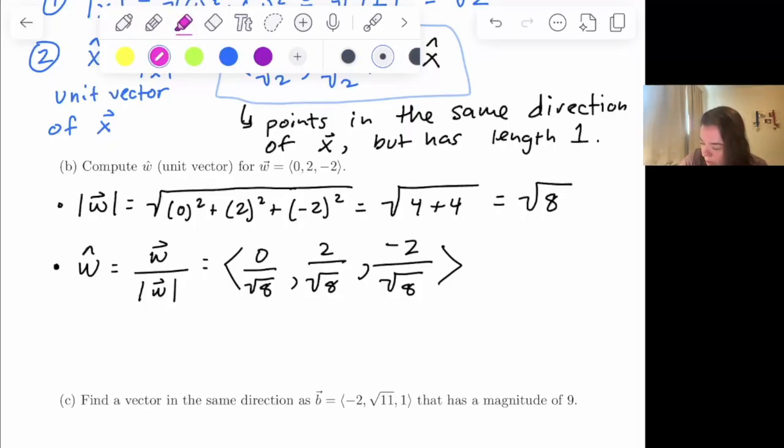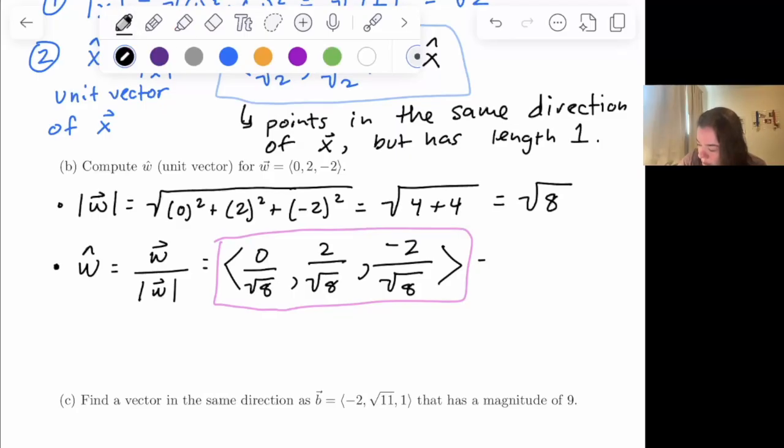This vector right here represents w hat. That vector that I have boxed points in the same direction as vector w, but has length 1. If you're not convinced by that, double check this. Go through the process to find the magnitude of this new vector, and you should find that it has length 1. That's the definition of a unit vector. If it doesn't have length 1, then we messed up. Then we didn't actually create a unit vector.